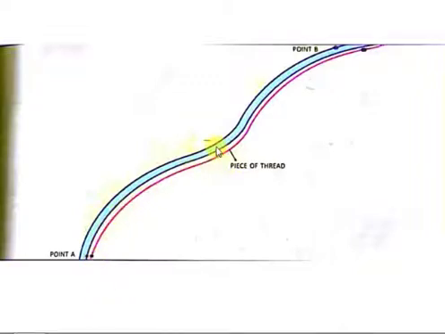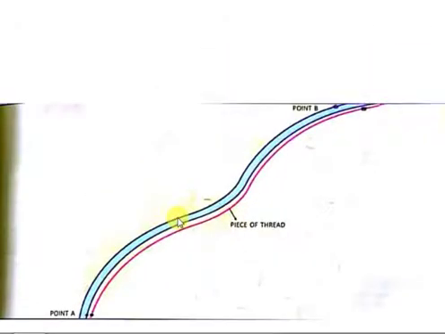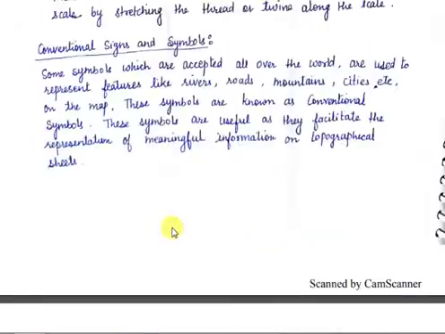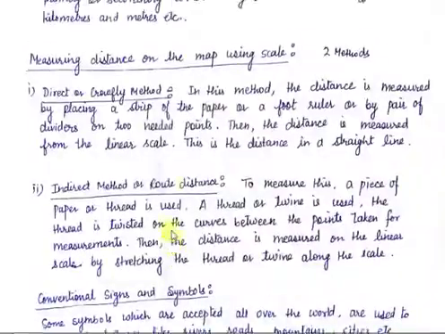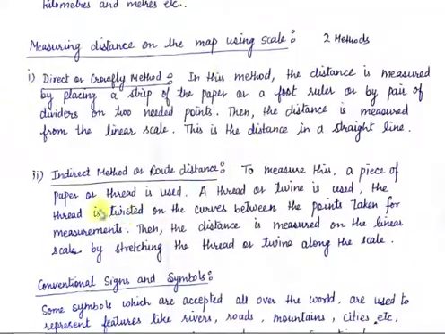Then this piece of thread will be calculated with the help of the scale. The length of the piece of thread, which is marked from here to here, will be calculated by us, and this will give the distance between 2 points, and then we will convert this distance according to the scale given with the topographical sheet. This is how we measure the distances, direct and indirect method. I hope this is clear to you.